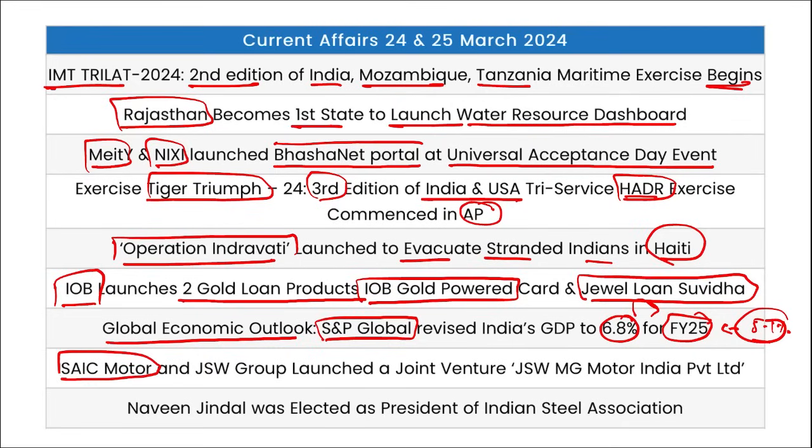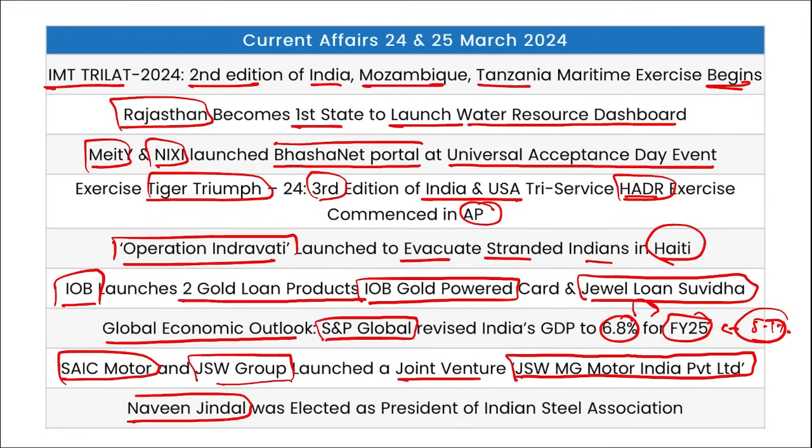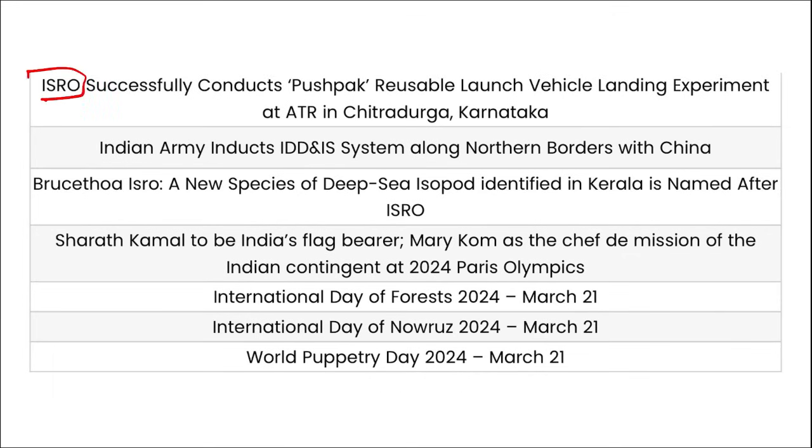Then SAIC Motor and JSW Group launched a joint venture, JSW MG Motor India Private Limited. Naveen Jindal was elected as the president of Indian Steel Association. ISRO successfully conducted Pushpak, a reusable launch vehicle landing experiment at ATR in Chitradurga, Karnataka.